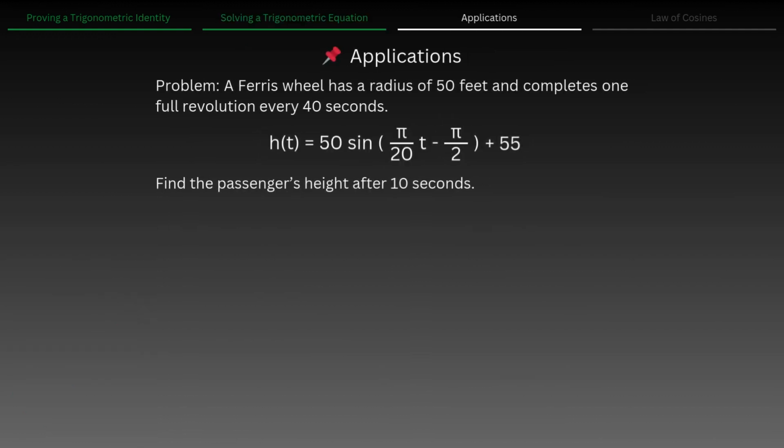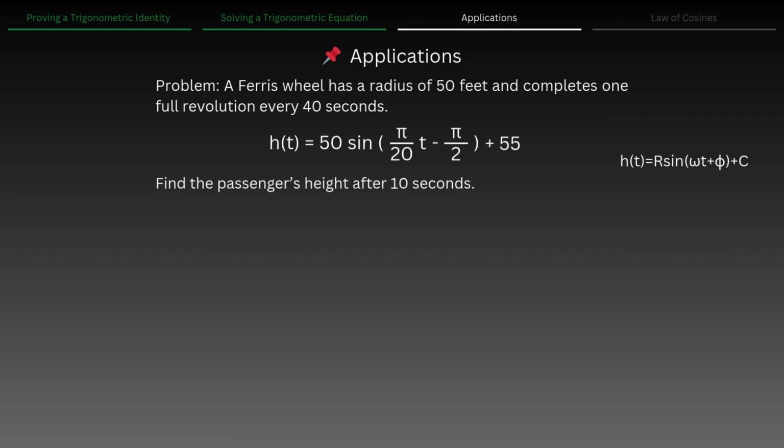Problem 3. Ferris wheel application. Problem. A Ferris wheel has a radius of 50 feet and completes one full revolution every 40 seconds. The height equation is h of t equals 50 times sine of (pi over 20 times t minus pi over 2), plus 55. Find the passenger's height after 10 seconds.